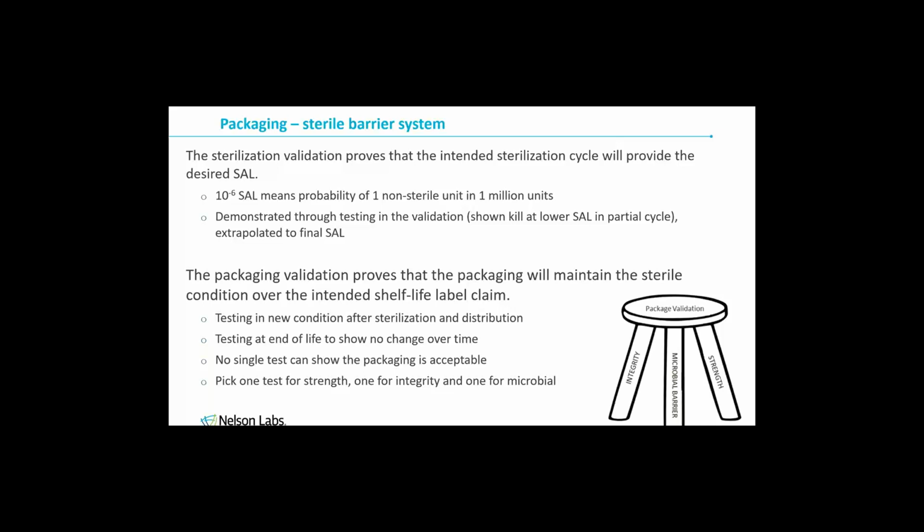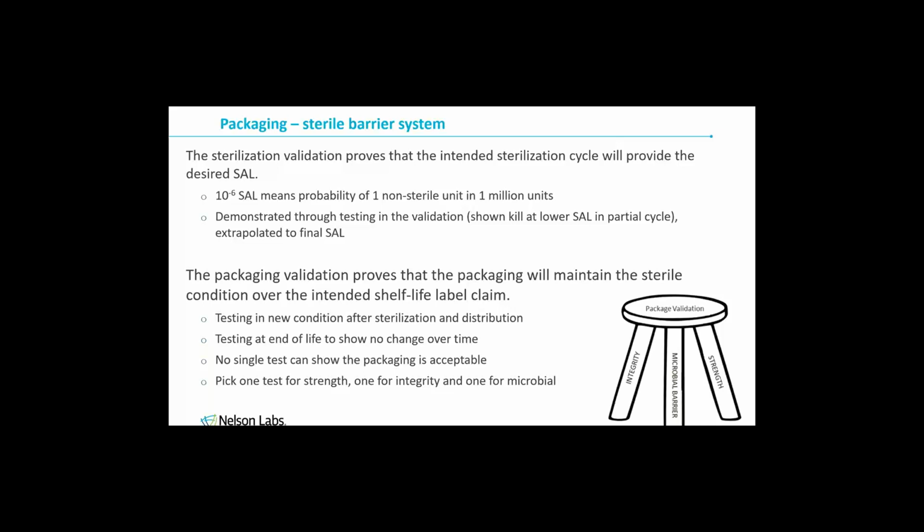So this is really a kind of a 2-part. We have multiple validations. There's the sterilization validation, the packaging validation. The packaging validation is going to prove that the sterility can be maintained, that sterile condition, over time. And we're going to do that by testing the packaging in a new condition after we've done some sterilization and distribution processes with it. And then we're going to test it again at the end of its life to show that it is still performing as expected.